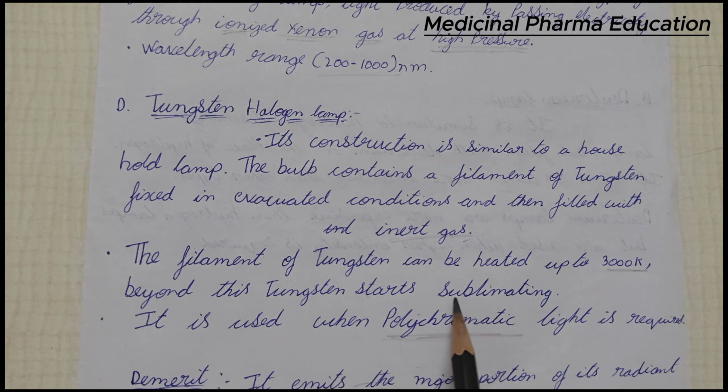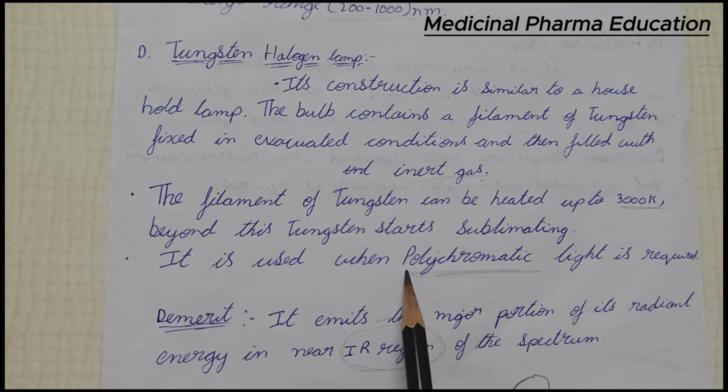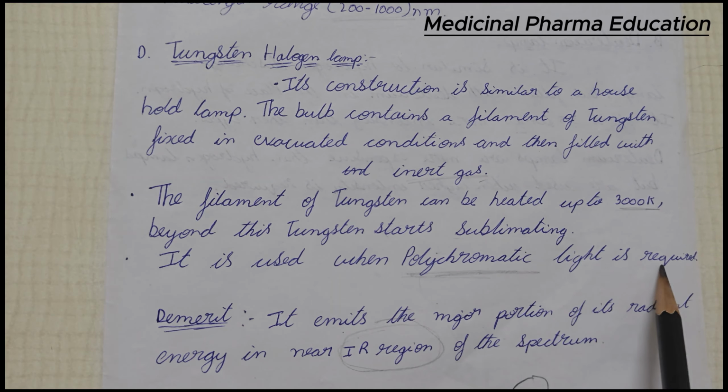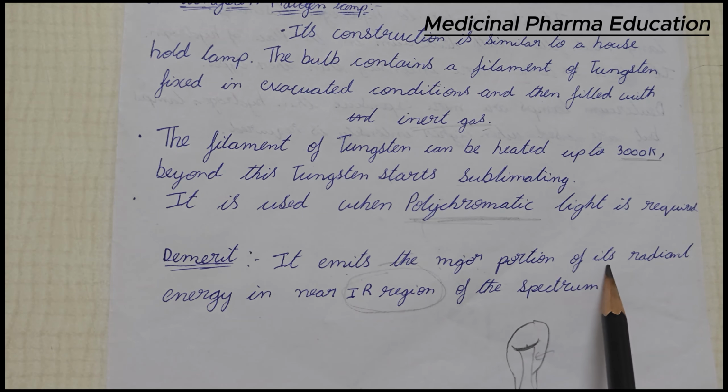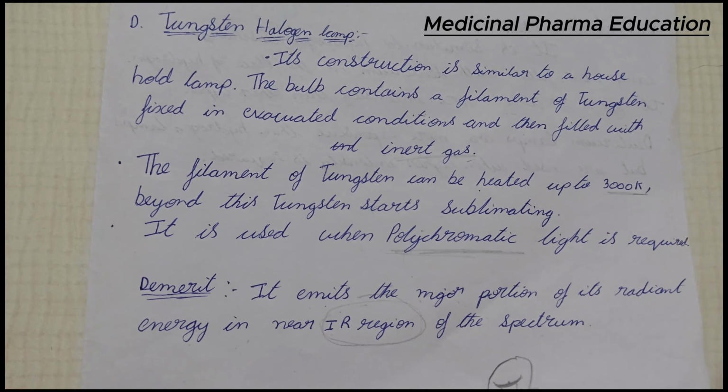Beyond that, the tungsten starts sublimation. It is used when polychromatic light is required. The demerit is that it emits the major portion of its radiation energy in the near IR region of the spectrum. That's the main demerit. I already said it is used in IR instrumentation.